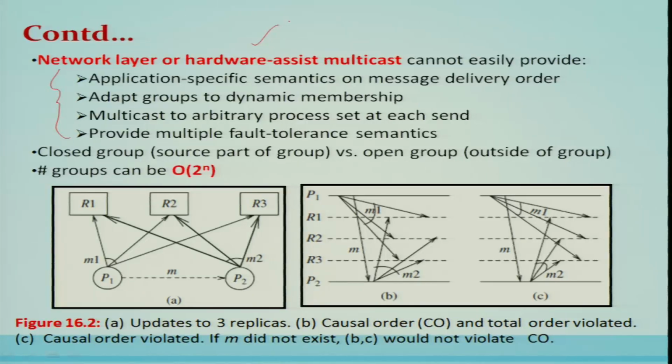I told you about the closed group, where the source is a part of the group. So the source is also a part of the group to which it has to communicate, then it is called a closed group. And an open group means if the source is outside the group, then it is called the open group.